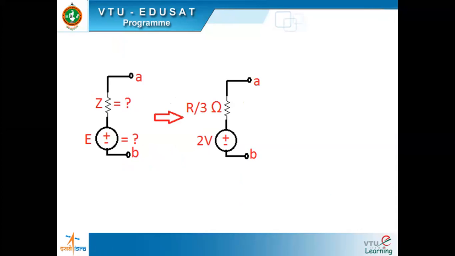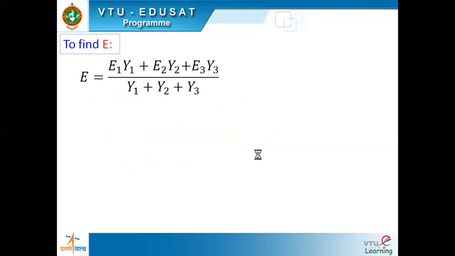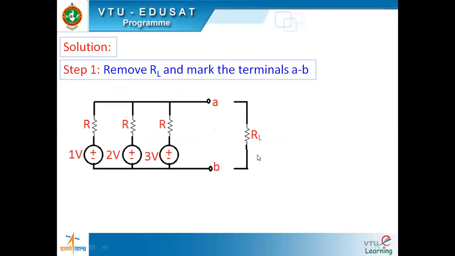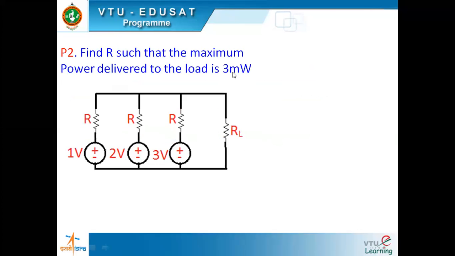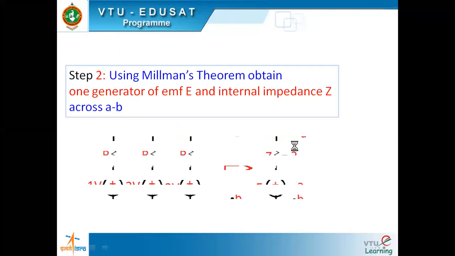What is the question? Find out this R such that the maximum power delivered to the load is 3 milliwatts. That means they have given us the power, and for that power to be delivered, what our R needs to be is what we need to find out.